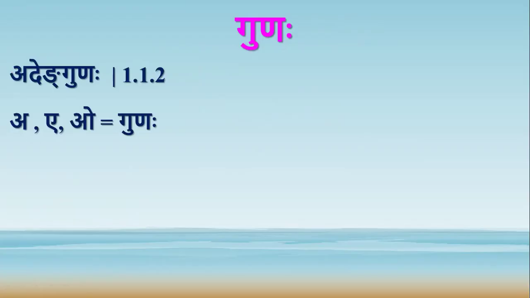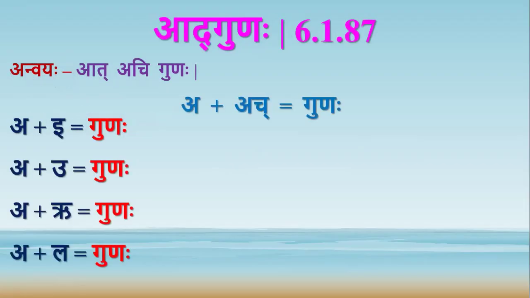Gunaha means, we saw in the previous classes, by Adeng Gunaha, one of the very first sutras of the Ashtadhyayi, A, E, O, these three letters are called Gunaha. So any one from these three should come here. A plus E is equal to any one from them. Either A should come here, or E or O. Like that, any one among those three should come here. Gunaha means.